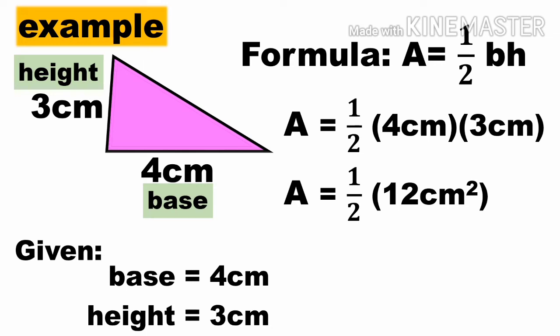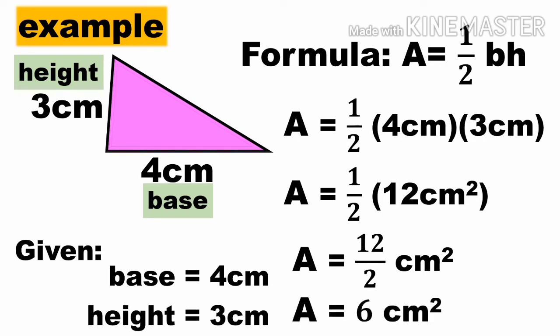Then, we multiply it by 1/2. In multiplying fractions, we multiply numerator to numerator and denominator to denominator. Since 12 is a whole number, the denominator of 12 is 1. Therefore, we have 12 over 2 square centimeters. And then 12 divided by 2 is 6 square centimeters. And that is the area of the given triangle.